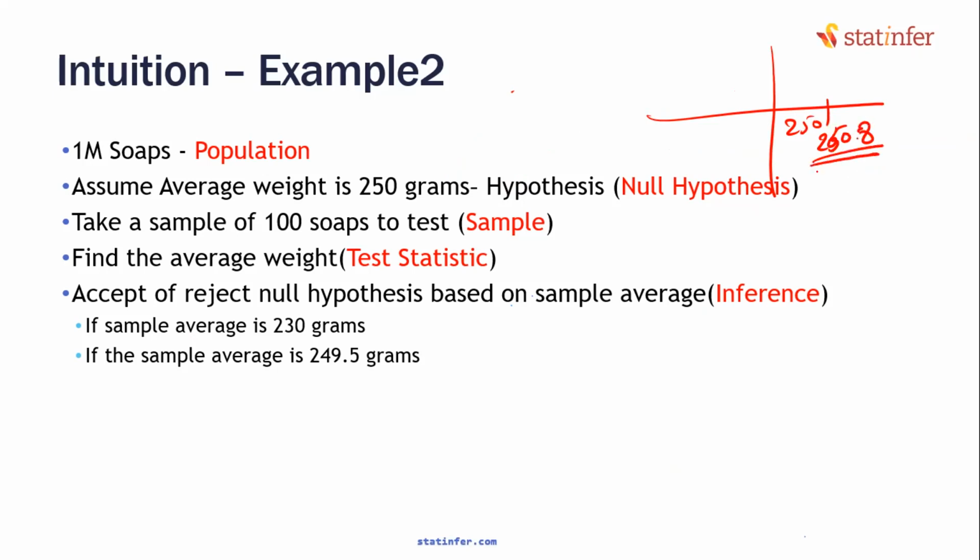Otherwise, if 250 is expected, and the sample gives 250.8, are you going to accept the null hypothesis or reject it? 0.8 grams extra. Are you going to accept or reject? It is less than 1 gram, so we are going to accept the null. What is the null hypothesis? Average weight is 250 grams. We are going to accept it. Okay, let us see some more details and discuss some more examples.